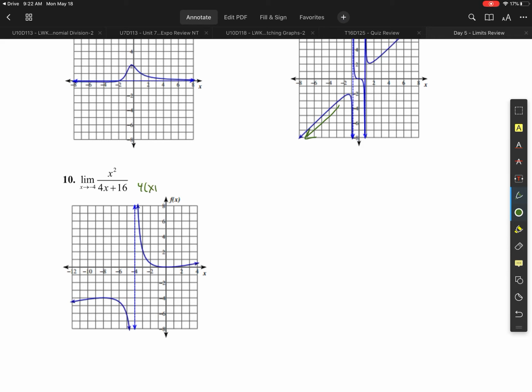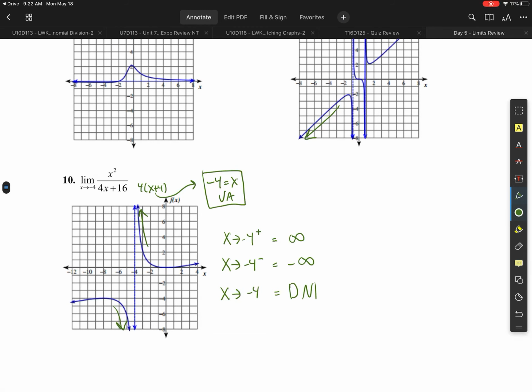Alright, looking at 10. Key thing here, -4. We pull out a 4, we're left with x plus 4. That leads to -4 being our vertical asymptote. So there's our first thing. Now as we look, on the right side, we're going up. On the left side, we're going down. As you approach -4 from the positive side, your limit would be infinity. As we approach -4 from the negative side, your limit would be -infinity. The overall limit at -4, since these are different, does not exist.